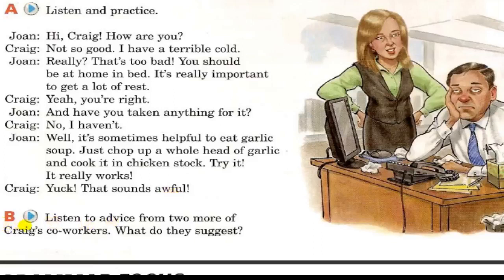Part B, listen to advice from two more of Craig's co-workers. What do they suggest? Two friends in the company will give advice to Mr. Craig. What will they advise him? Write the suggestion. Write the advice.